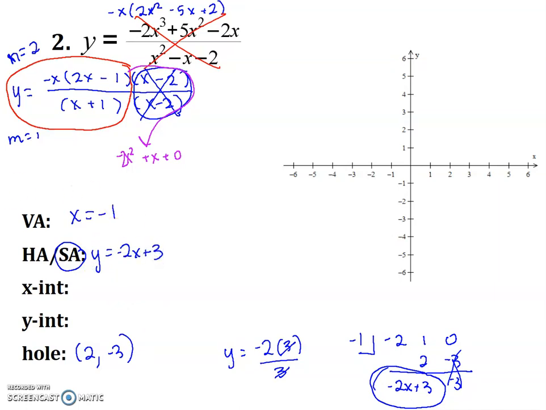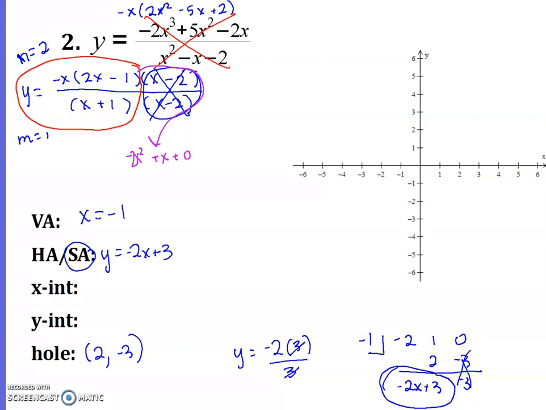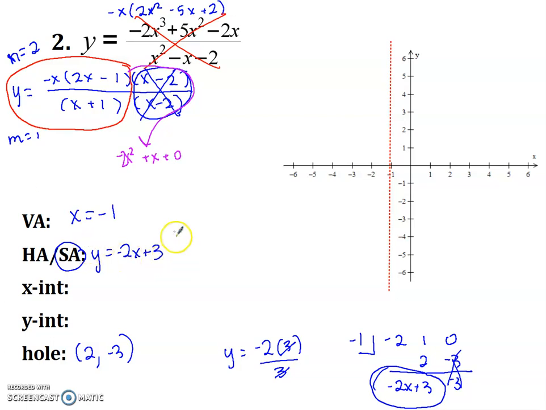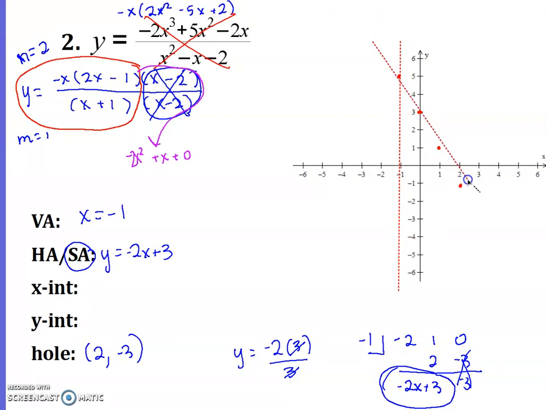Okay. So let me go ahead and graph those. So I've got x equals -1. For my slant asymptote, the y-intercept of the slant asymptote is at +3, and the slope is -2. So I'm just going to go down 2, right 1, until I get past the x-axis. And then I'm going to reverse it. I'm going to go up 2, left 1, until I get to or past the vertical asymptote.